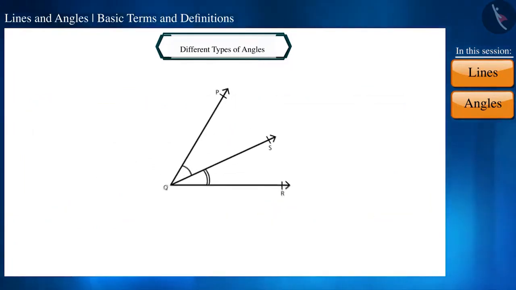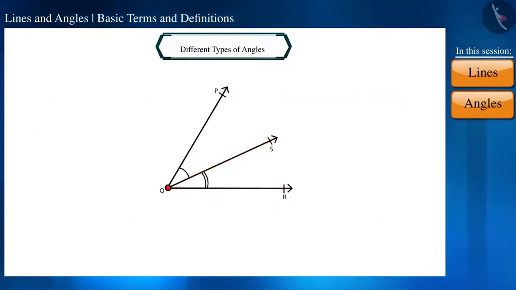Let's move ahead. Friends, if two angles have a common vertex, a common arm, and their non-common arms are on different sides of the common arm, then we call such angles adjacent angles.